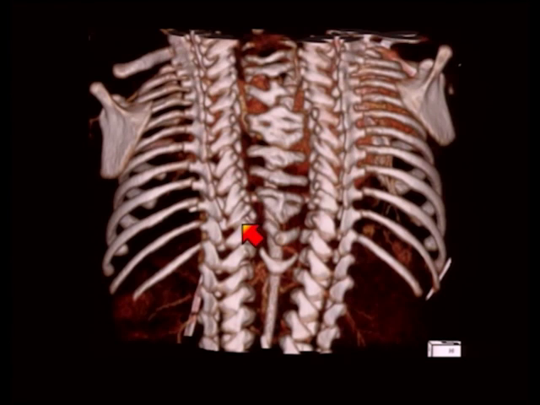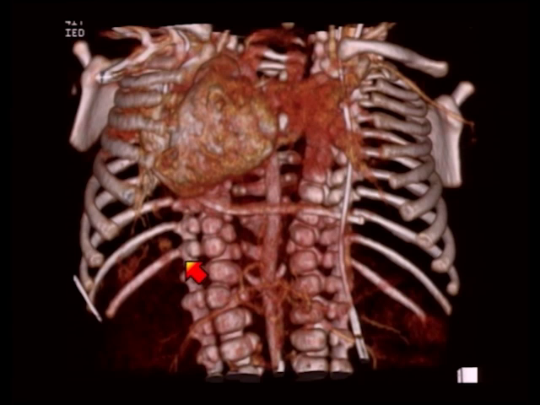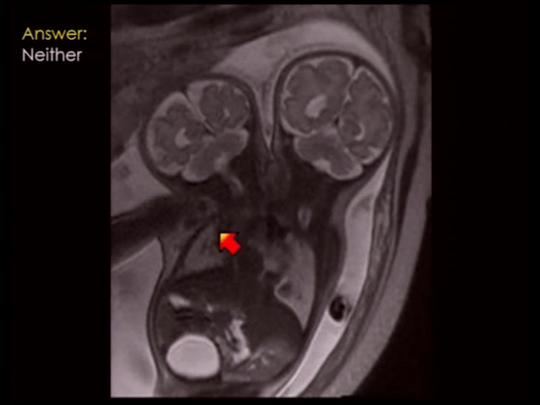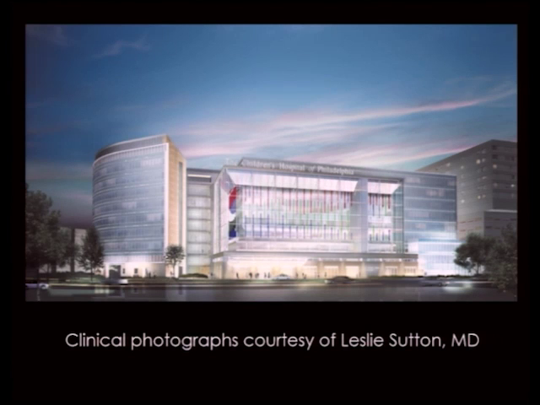Here, I'll show you the postnatal 3D reconstruction from the CT. I'm going to show anteriorly, and the answer is that it's neither. This was a recent case we had of some unfortunate conjoined twins. So not everything that looks like a dysraphism is a dysraphism. With that, I'll acknowledge my colleague for sharing his clinical photographs, and thank you very much.